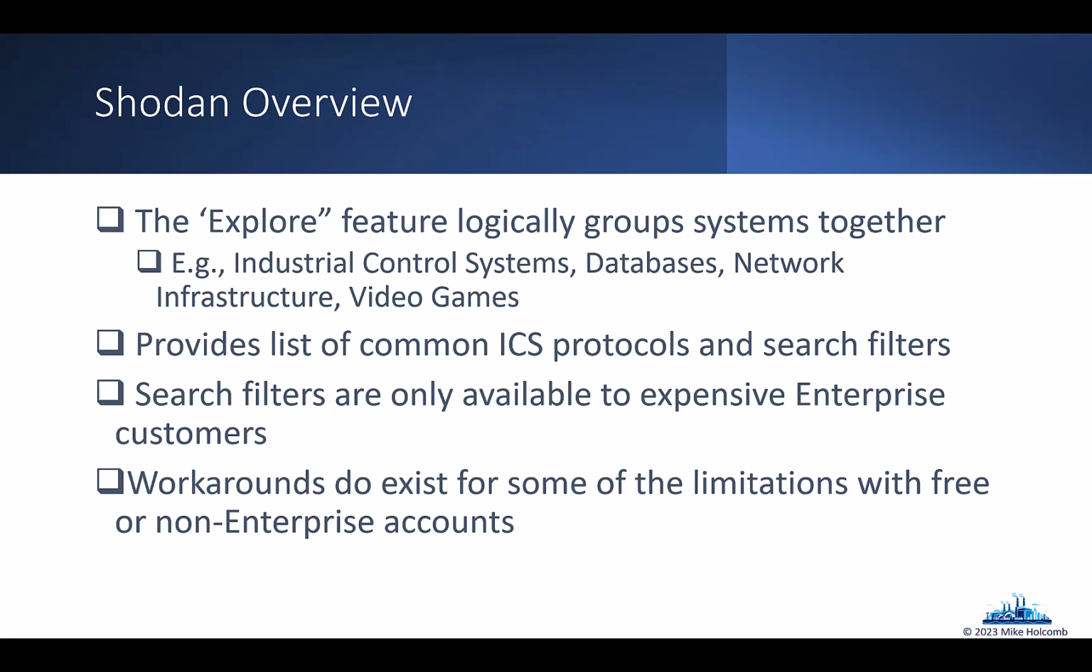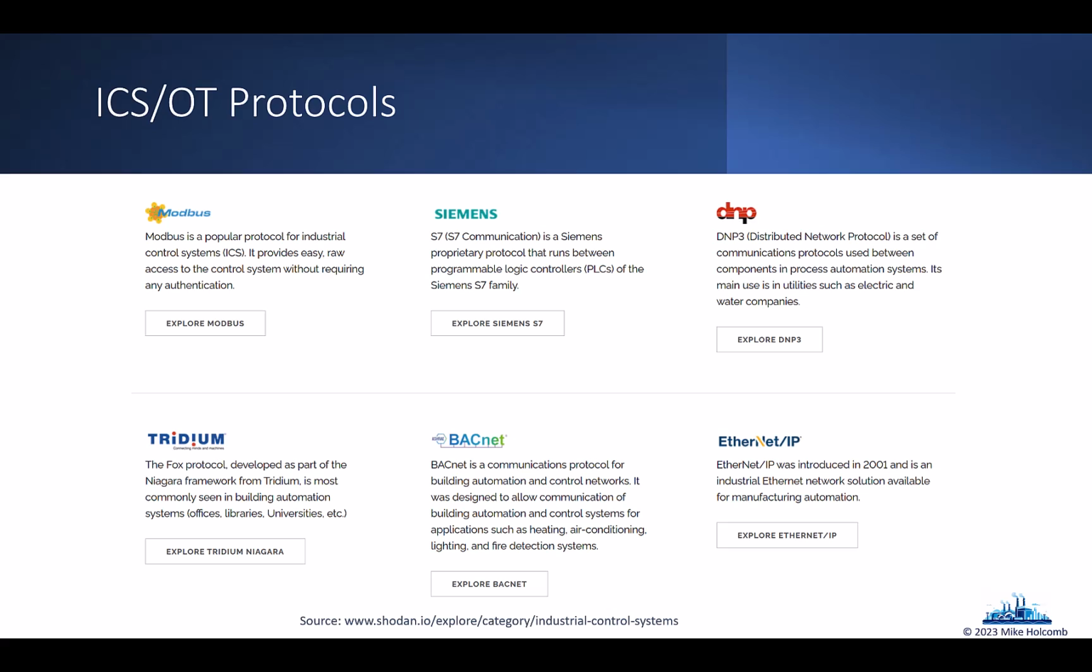But you can see, start with the explore page, and obviously there are different types of assets, like databases. You see network infrastructure, like routers, switches, video games, etc. So if you want to dig into those, like Siemens S7, we were just looking at the S7-1200 PLC, and so on. So it helps you find these different types of assets.